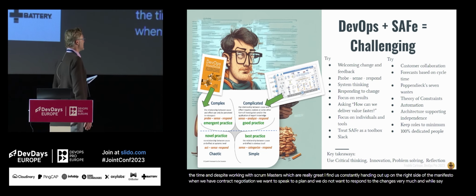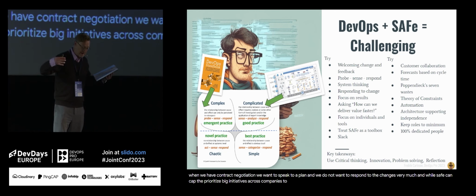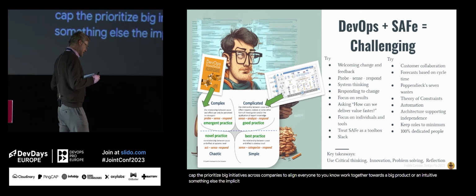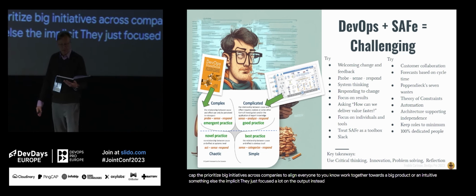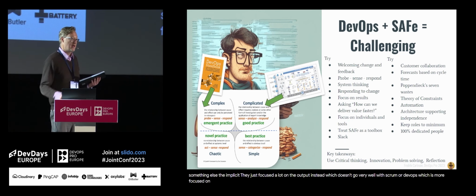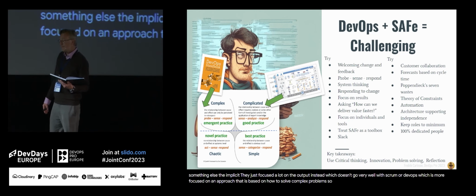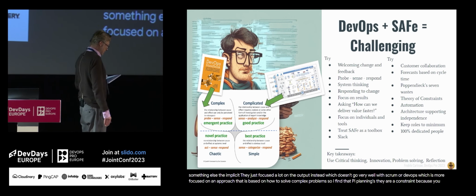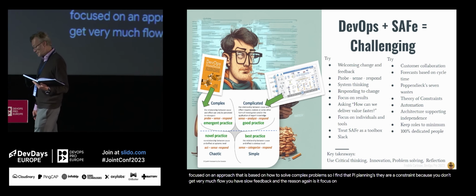And while SAFe can help to prioritize big initiatives across companies to align everyone to work together towards a big product or an initiative or something else, the implicit sense, analyze, respond makes us focus a lot on the output instead, which doesn't go very well with Scrum or DevOps, which is more focused on an approach that is based on how to solve complex problems. So I find that PI plannings are a constraint because you don't get very much flow, you have slow feedback, and the reason again is the focus on the output.